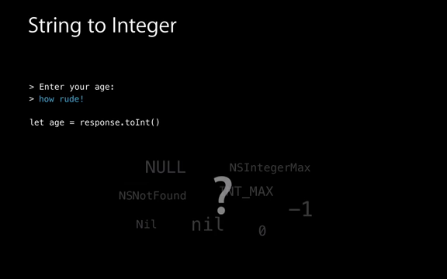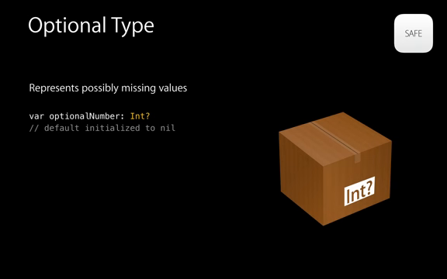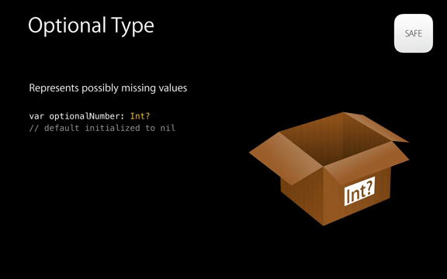So really, how should we model this? Well, in Swift, we model problems like these using the optional type. The optional type represents possibly missing values of any type whatsoever. And the optional type has two discrete states. A default nil state, which represents literally the absence of any value whatsoever. And optionals are defaulted to nil.